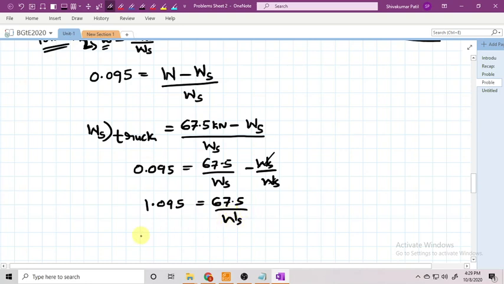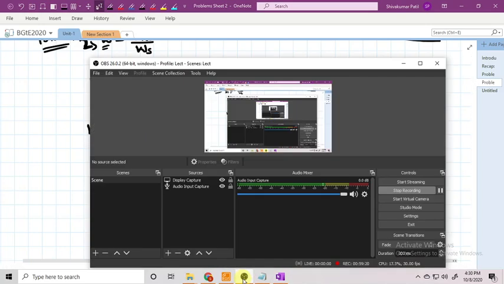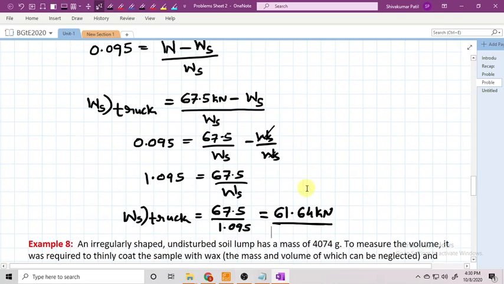So I want the weight of solids in the truck. Weight of solids in the truck equals 67.5 divided by 1.095, which is equal to 61.64 kilonewton. So this is your weight of solids in the truck.